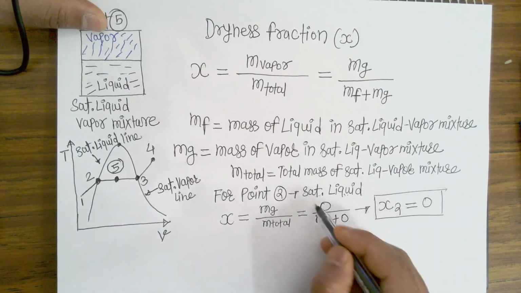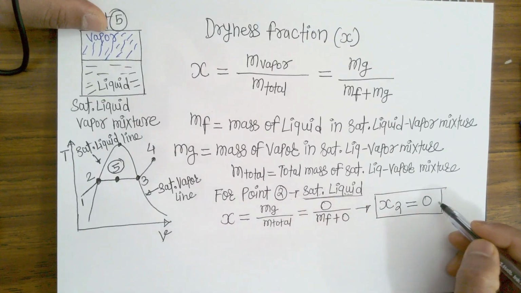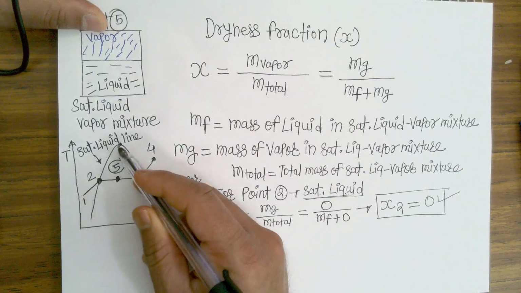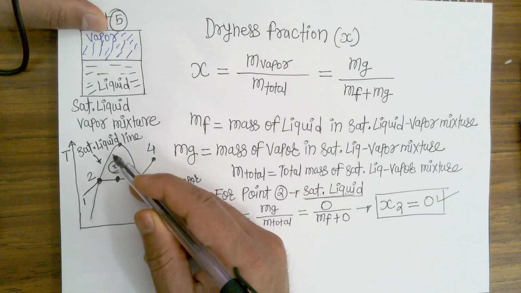So for any saturated liquid condition, the dryness fraction is always 0. So on this line, saturated liquid line, dryness fraction is always 0.